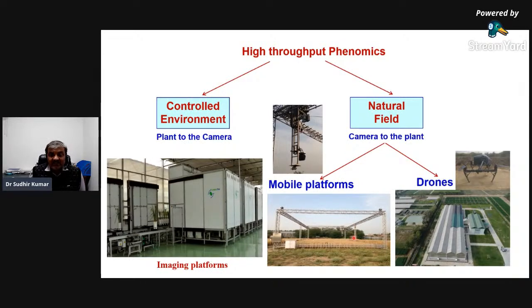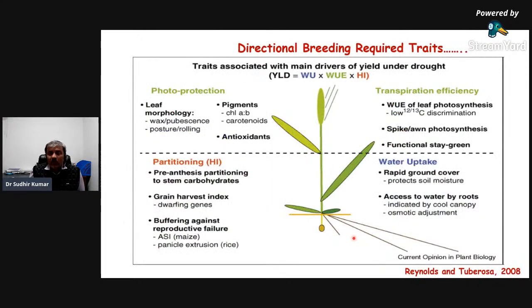In the field, one option is the mobile platform, where the plants are grown and we have a frame on which the camera can move. The second option is the drone. A drone can be attached with a large number of sensors, and those sensors can get actual information about what is happening inside the field itself. Then the whole exercise, whatever information we are getting, is for this screening only.